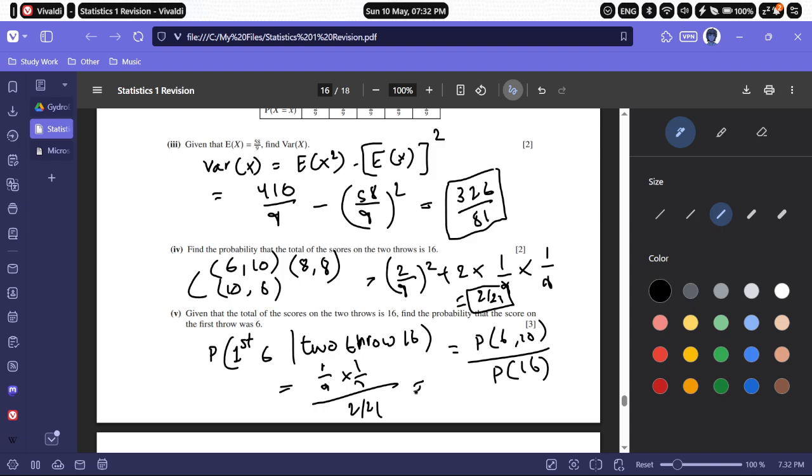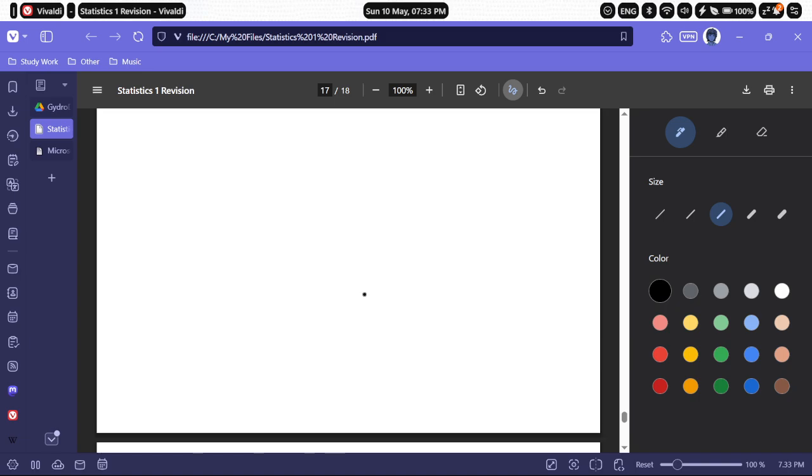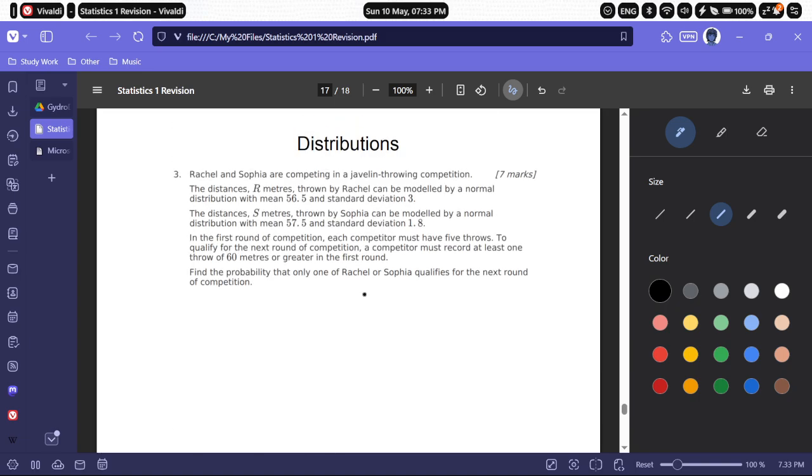Hold on, let me just see whether I did everything right. 1 over 81 the whole divided by the probability that the score is 16. That's 1 over 6. Okay. And now we just have distribution. It's just 2 pages, so it won't take that long, hopefully. Although this is a really good question.